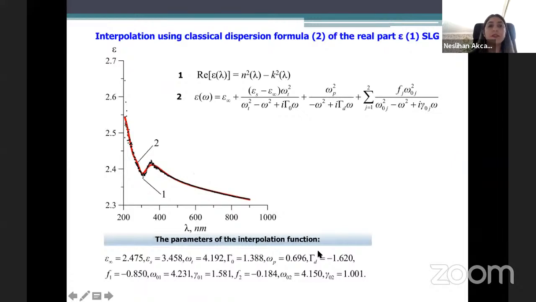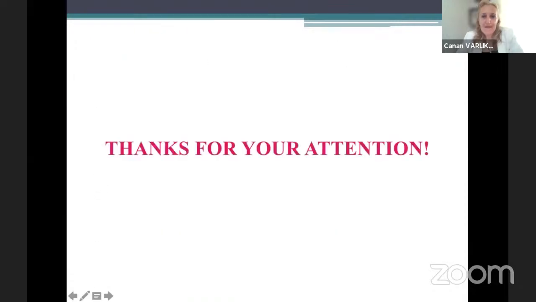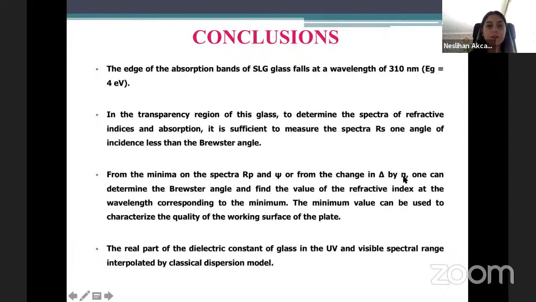So here you see the dielectric constant graph according to the classical dispersion formula. We used this expression for calculation of the dielectric constant epsilon, and also here you see the parameters of the interpolation function. So now I will mention our results shortly.